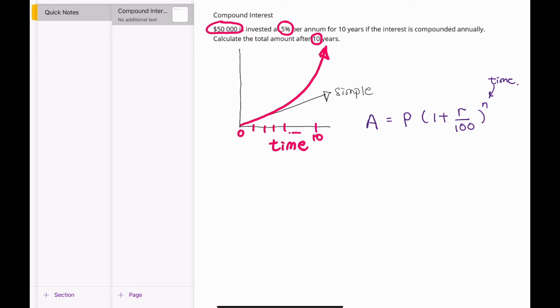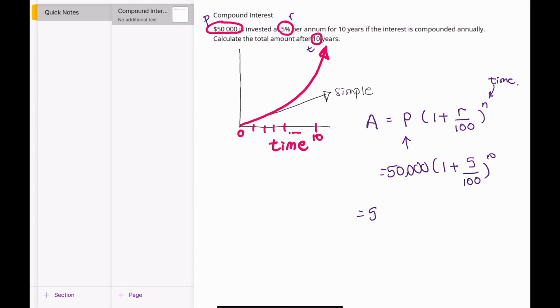Okay, so P, as we talked about, is the present value. We call that the principal value. So here's your P. So I'm going to plug in 50,000. And then 1 stays the same. This is the R value, but it has to be divided by 100. So 5 divided by 100, and then that is the exponent to the power 10.